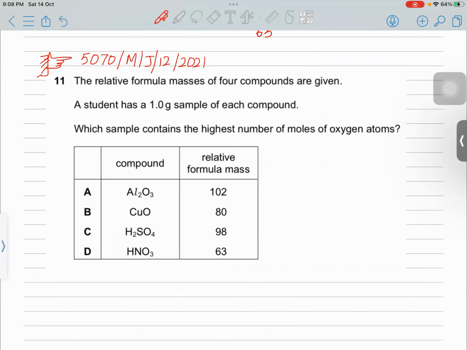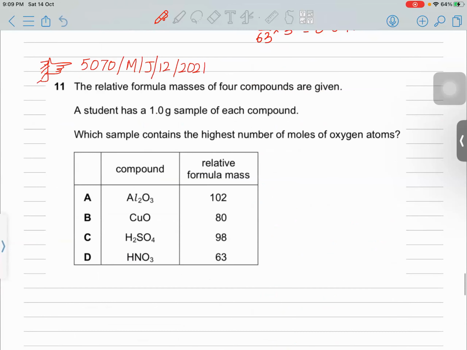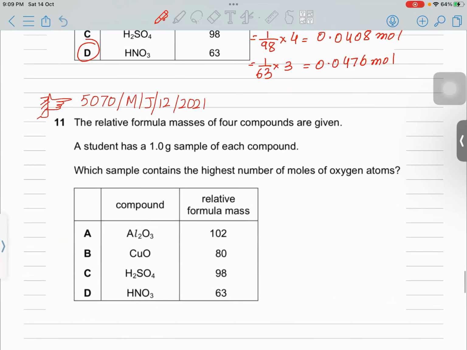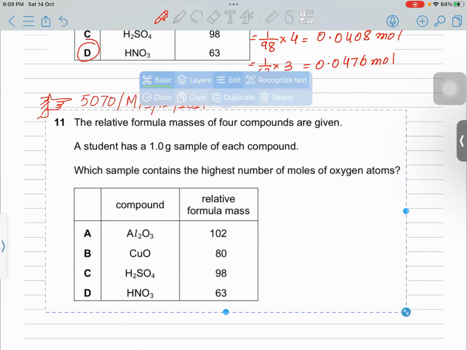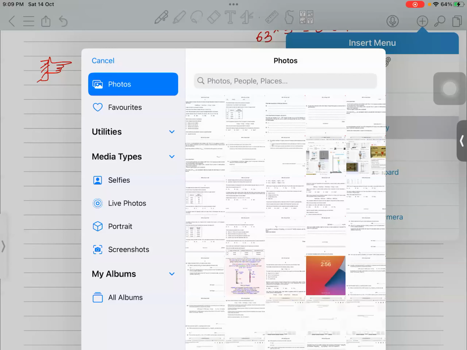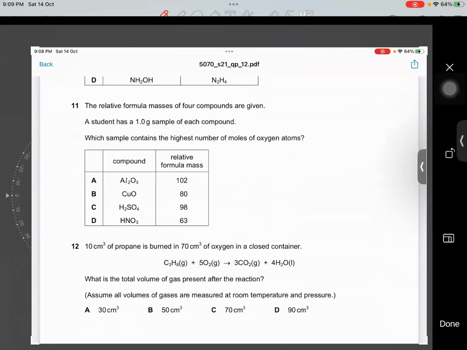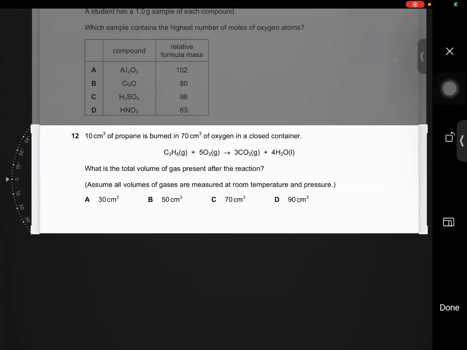चलिए जी, the relative formula mass of four compounds are given. A student has 1 gram sample of each compound. Which sample contains the highest number of moles of oxygen atoms? ये हमने कर नहीं लिया था. Sir, can you do it again? Both are same, right? Yes, sir. So move to another question. Wait, sir. Sir, I forgot how to do this type of question. So inshallah, we will do more questions like this. Yes. Don't worry at all.